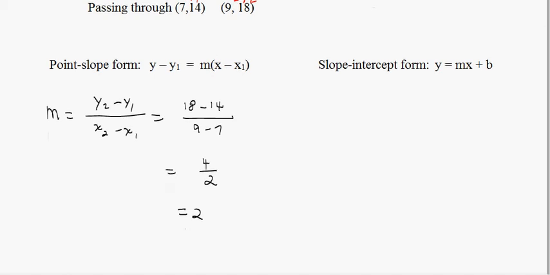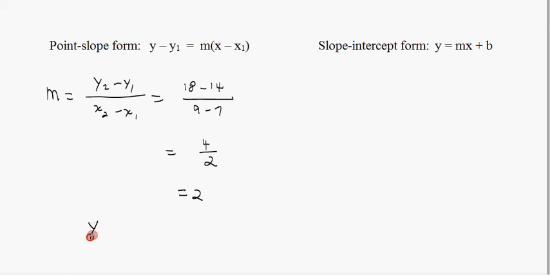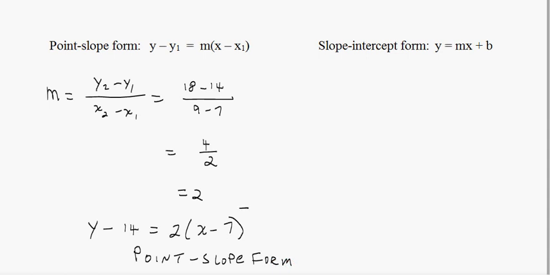So when we do that, the equation is going to look like this. y minus y1, well, y1 was 14, is equal to m, the slope, which is 2, times x minus x1, which is 7. All right, this is the point-slope form of the line. And that's the first question that we have to answer. And so there's the answer to that.